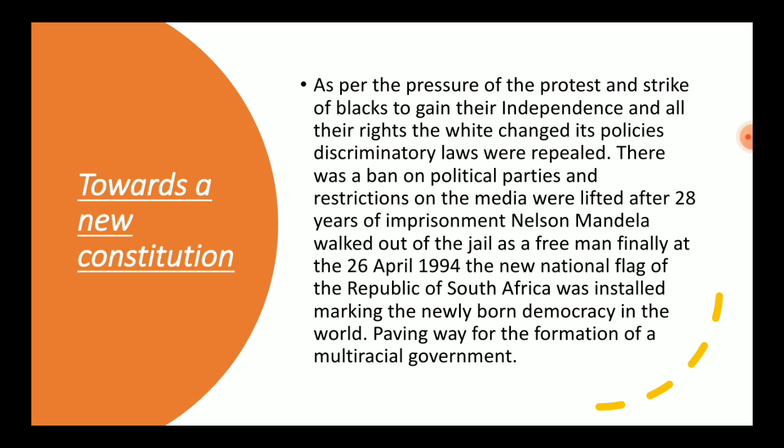The ban on political parties and restrictions on the media were lifted. After 28 years of imprisonment, Nelson Mandela walked out of jail as a free man. Finally, on 26th April 1994, the new national flag of the Republic of South Africa was installed, marking the newly born democracy in the world, paving the way for the formation of a multiracial government.